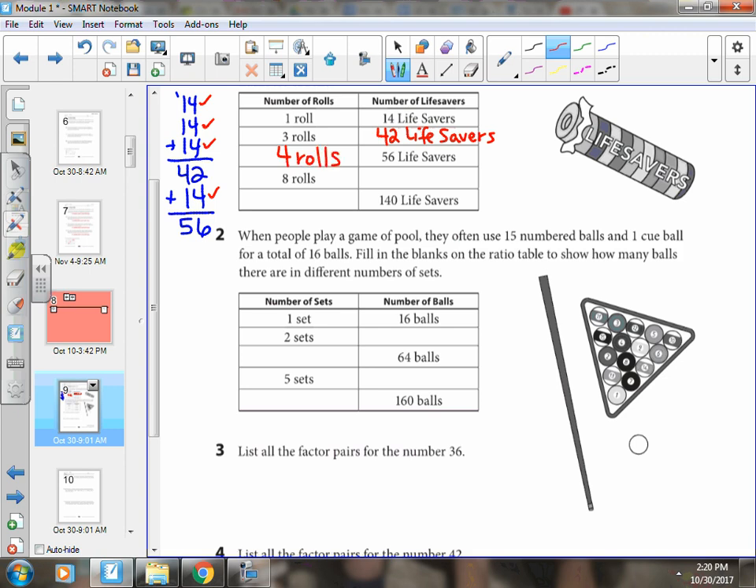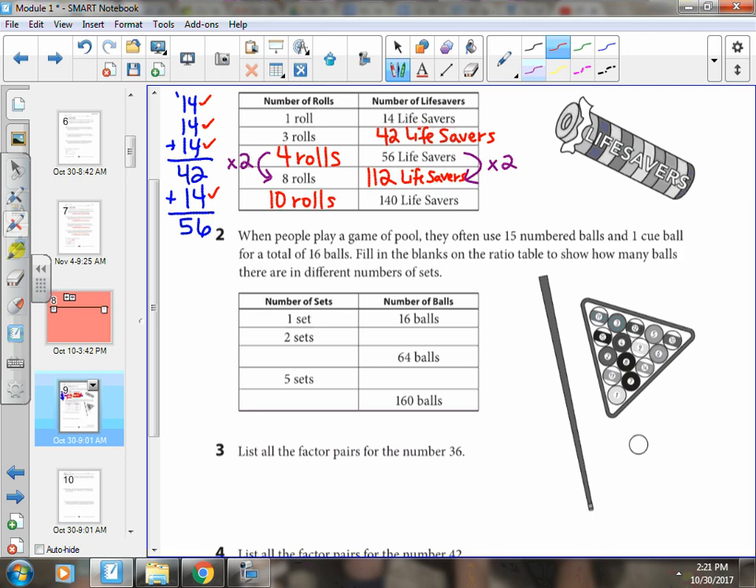If I know 4 rolls, then I can double everything to get 8 rolls. If you double the number of rolls, you're going to double the number of lifesavers. And 56 doubled, 50 doubled is 100, 6 doubled is 12, so 112 lifesavers. And the last one, I see the number 140. I know that 10 times 14 is 140.